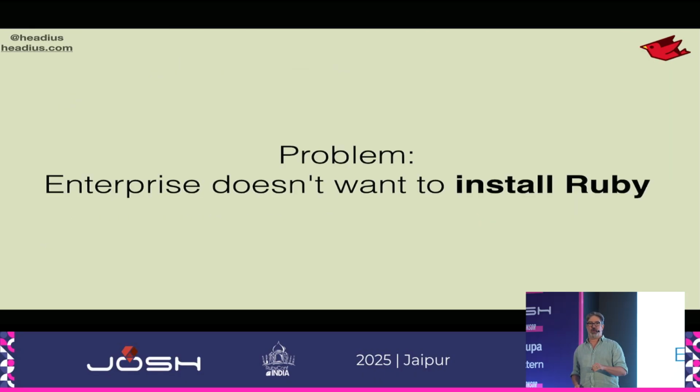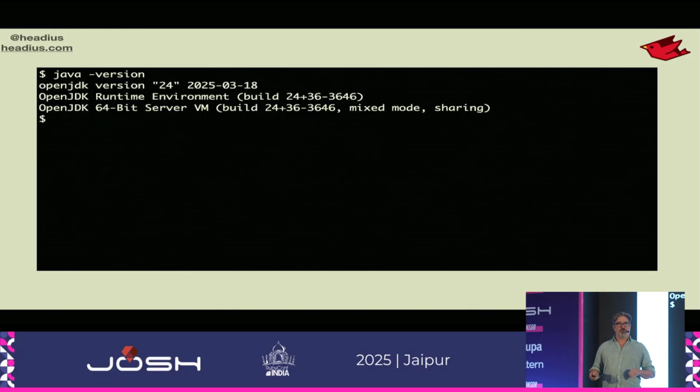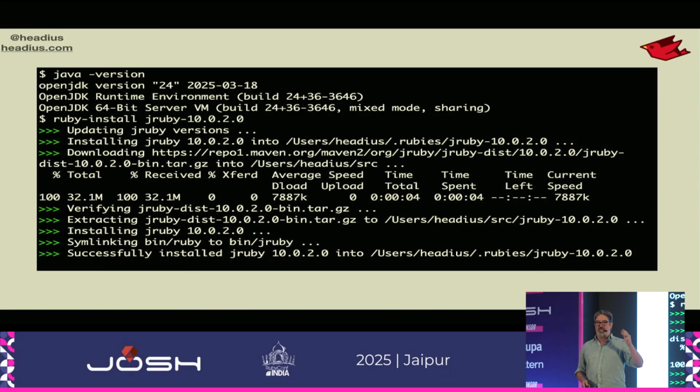So let's talk about these problems one at a time. The enterprise doesn't want to install Ruby. We've run into this before. Trying to go into banks, into finance, into governments, into healthcare. They don't want more options. They don't want more technology. Let's look at how we set up JRuby. So we've got our Java version. We went and installed it or used our package manager. We've got Java running on our system. We Ruby install JRuby.